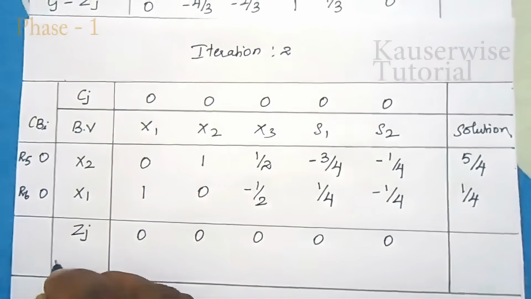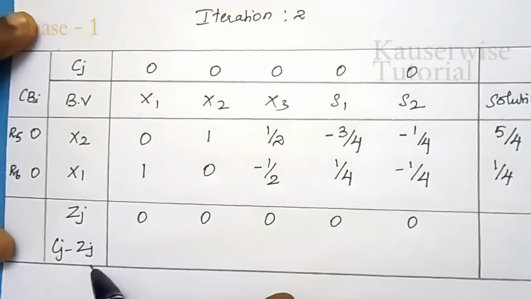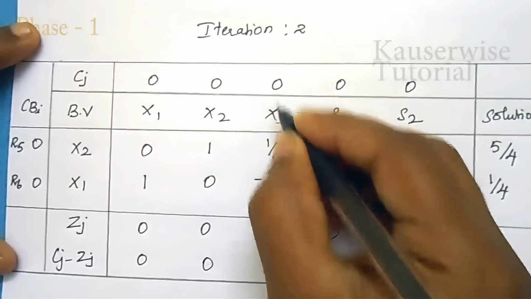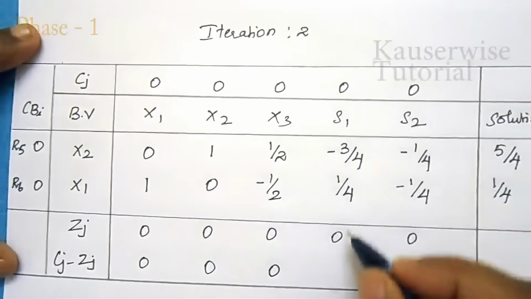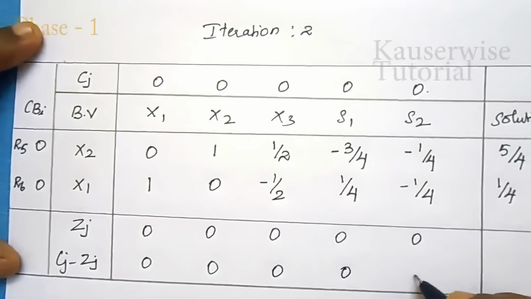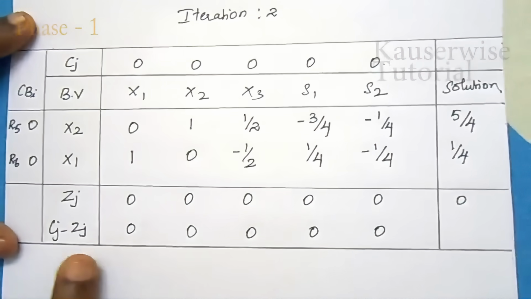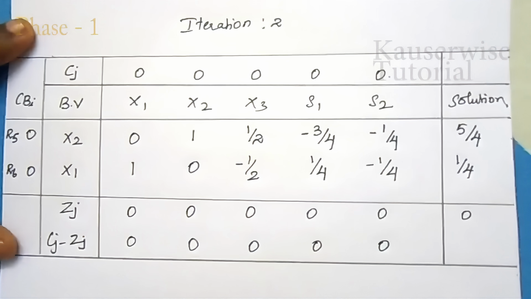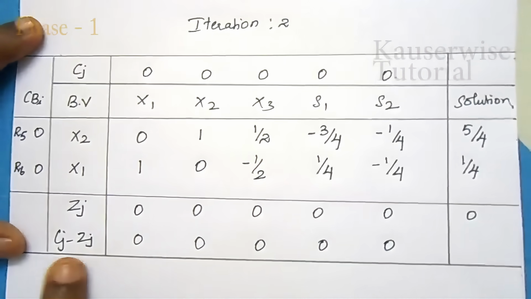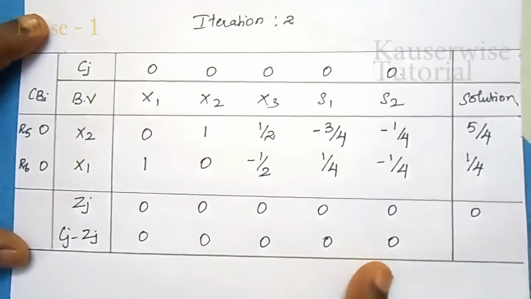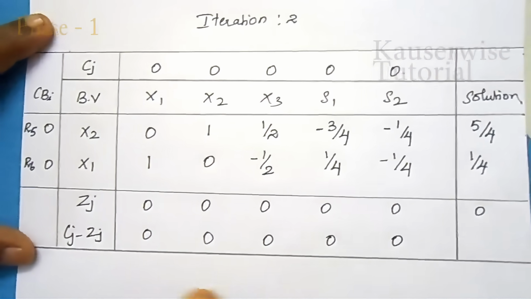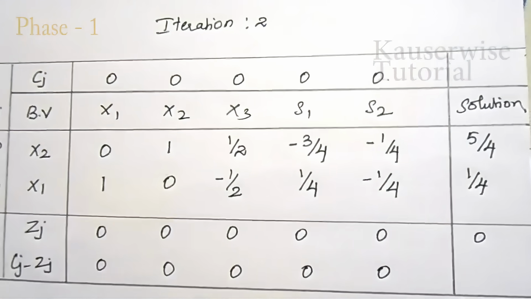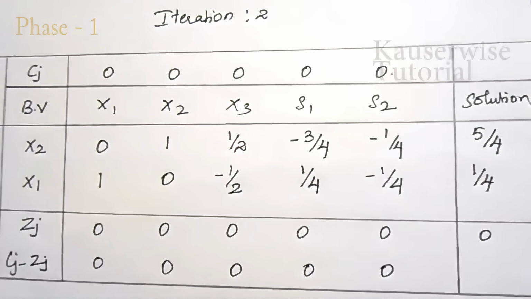Now we need to find Cj minus Zj values. Cj minus Zj value: 0 minus 0, 0, for every column. See, after finding Cj minus Zj value, just check the optimality condition. For minimization problem, the optimality condition is all the Cj minus Zj values must be greater than or equal to 0. So here we have got zeros. So we have reached the optimality. So after reaching the optimality, just check the important point as I said earlier.